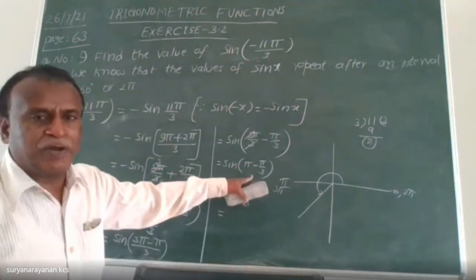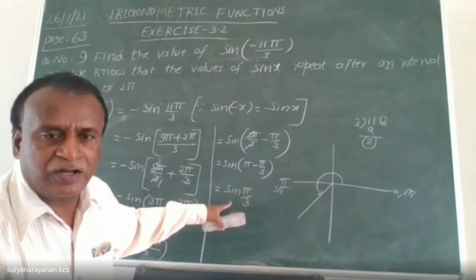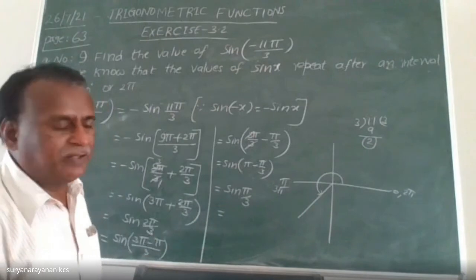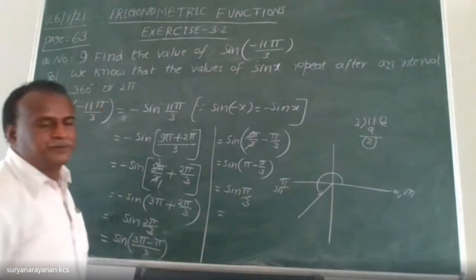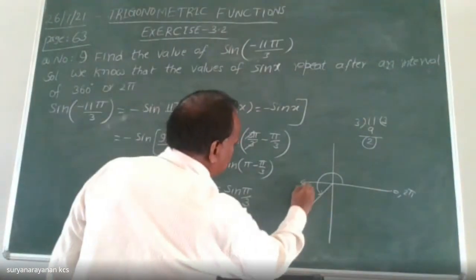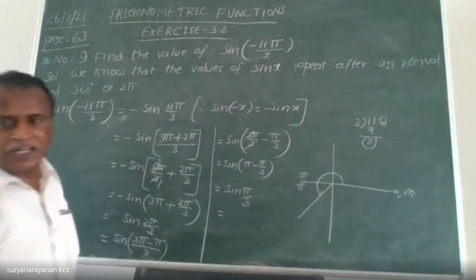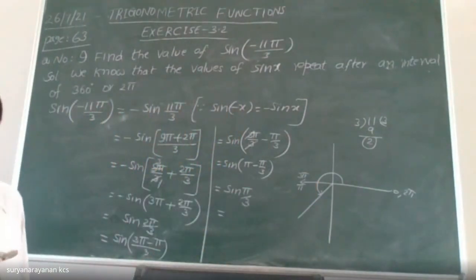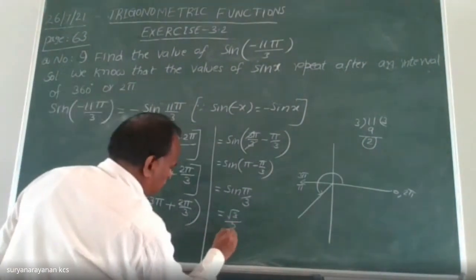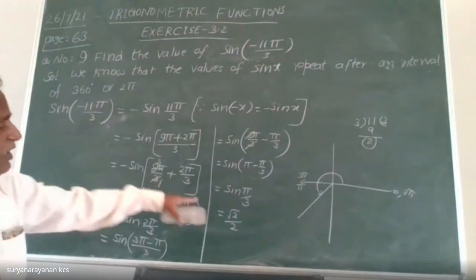Previously I also told you, sine of pi minus theta equals sine theta. In the previous classes I told you sine pi by 3. What is the value of sine pi by 3? Root 3 by 2. Very good. So this is the value of sine of minus 11 pi by 3.